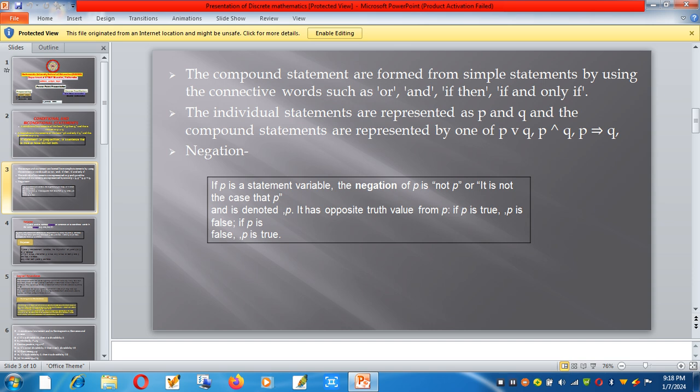And we have the next term, negation. If P is a statement variable, the negation of P is not P, or it is not the case that P. It has opposite truth value from P. If P is true, then not P is false. If P is false, then not P is true, and vice versa. They are opposite in meaning. For example, if one is tall, then the next will be short.